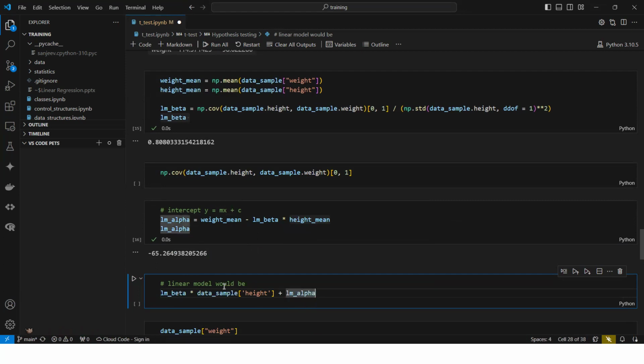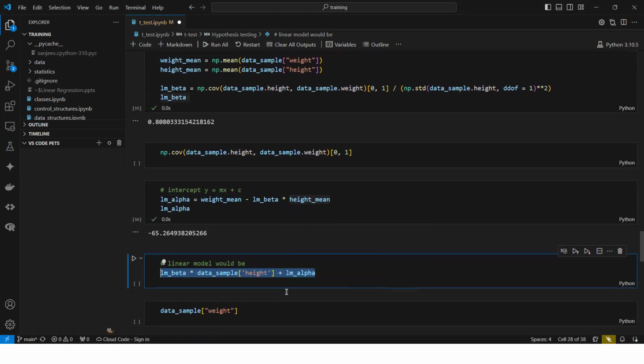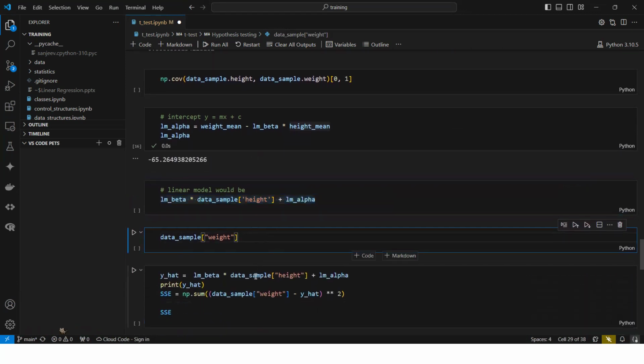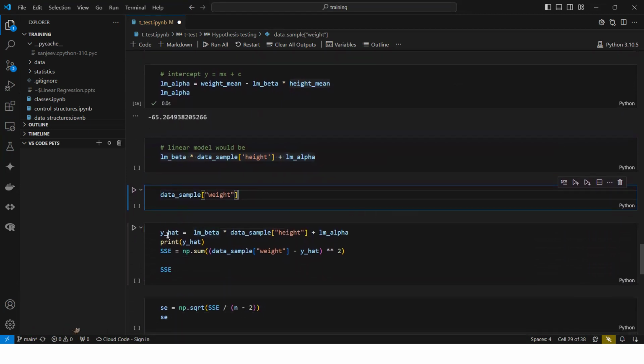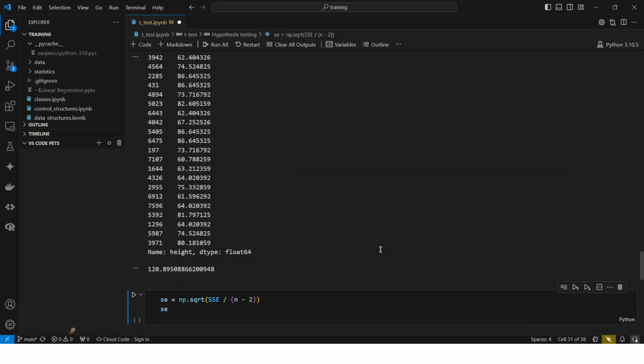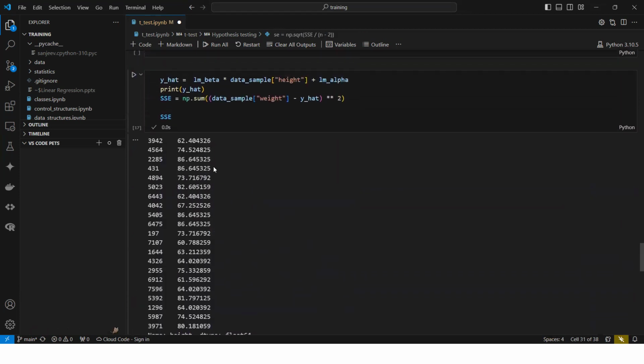This is my model. I have the mx plus c model. Now, if I have to calculate my y hats, I can simply calculate it. So what is my y hat? Y hat is nothing but the same thing. I'll pass my x values to the linear equation and I'll get my y hat. So in this case, instead of x, I have height. And when I calculate, these are the values. These are the predicted values.